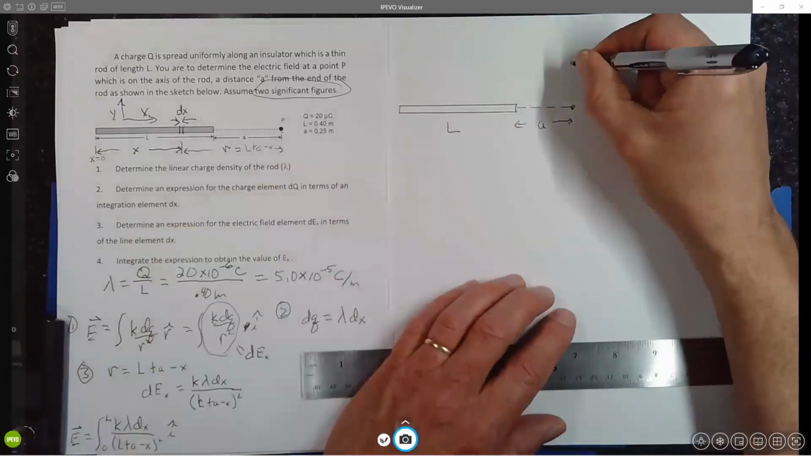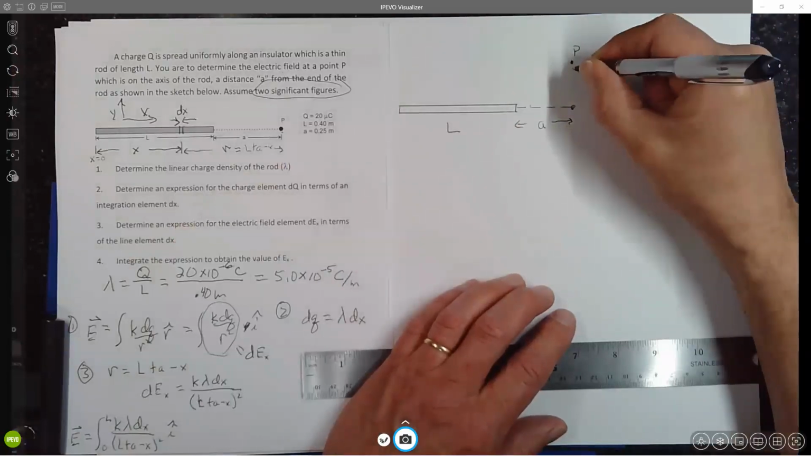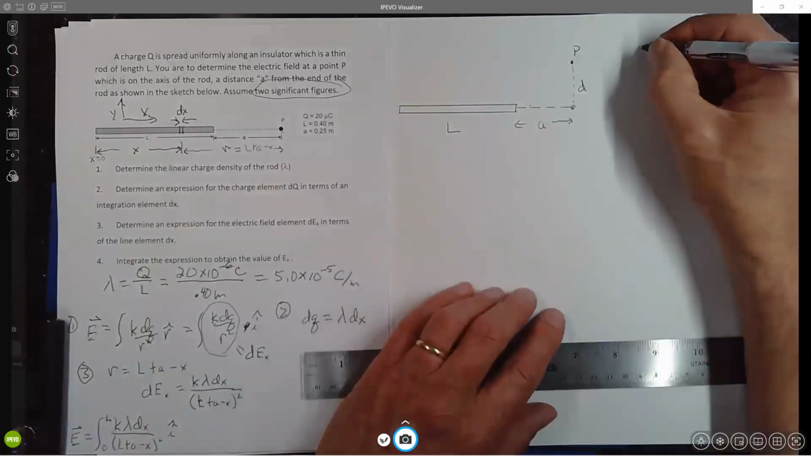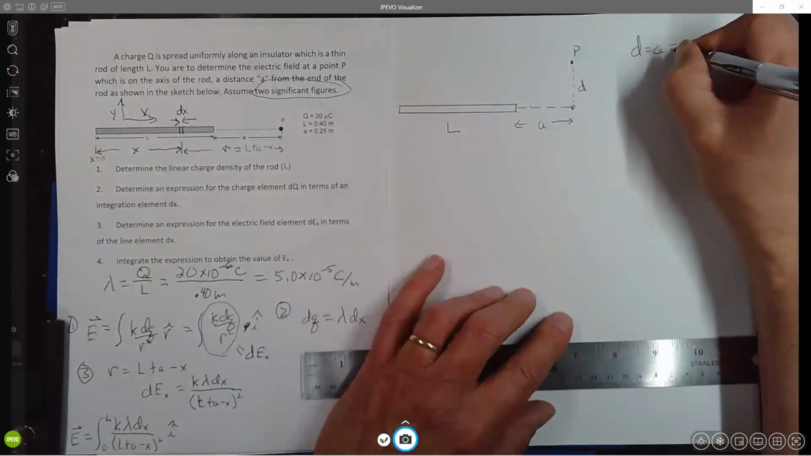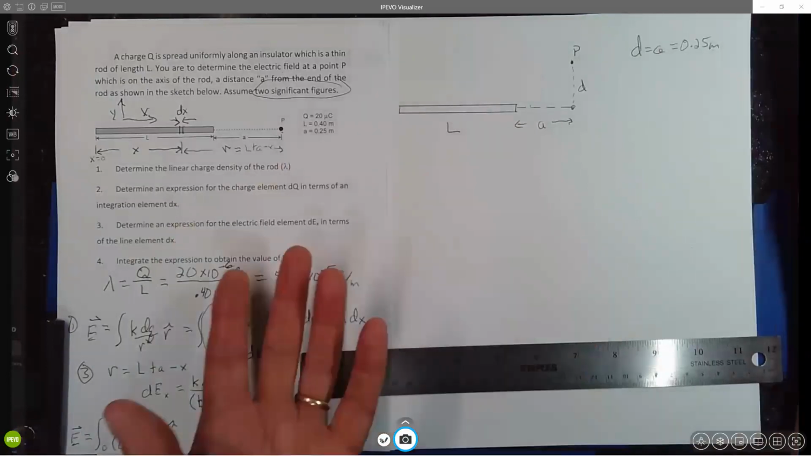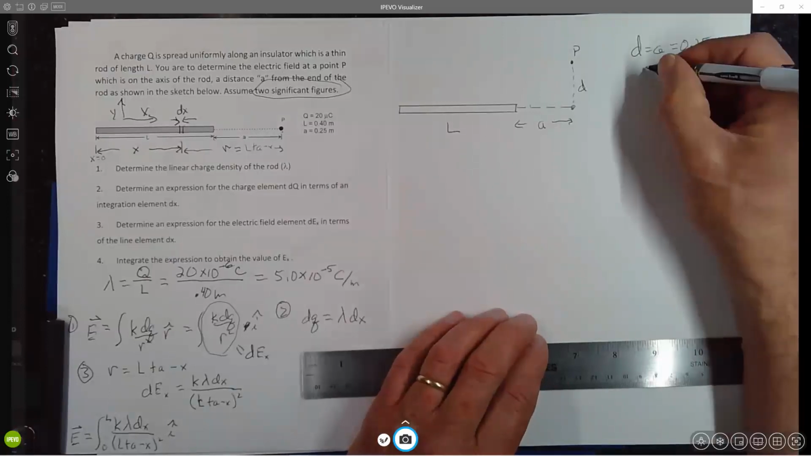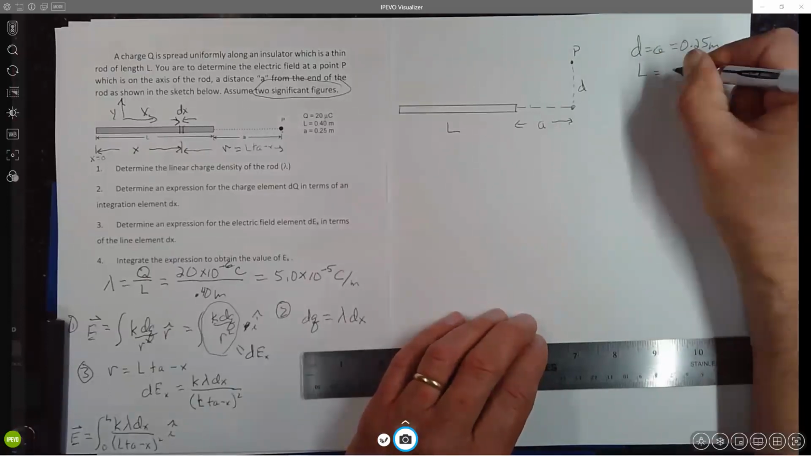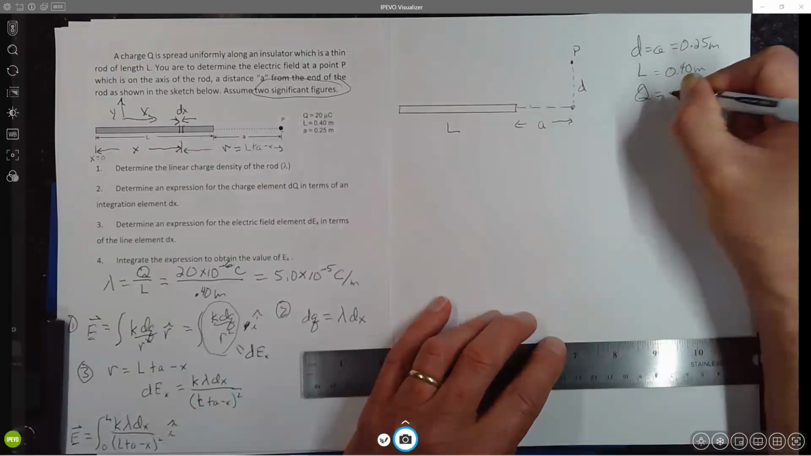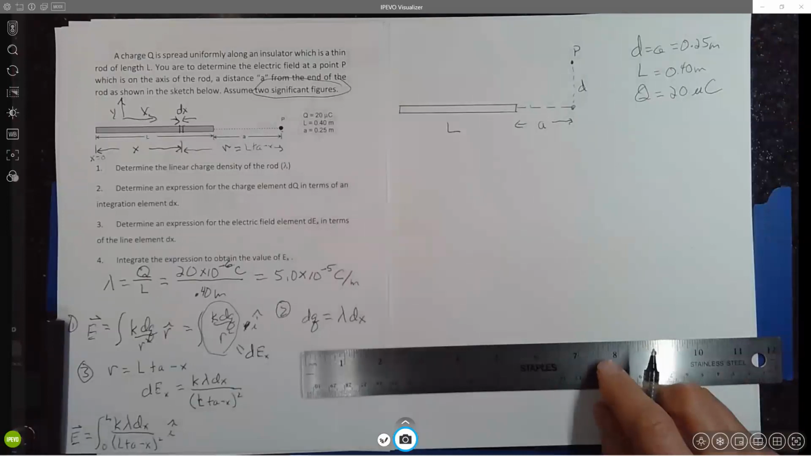And then I'm going to toss in, this is the field point, the place I want to calculate the electric field for. And I'll let this distance be d. And just for the heck of it, I'm going to let d equal a, which is 0.25 meters. And I'm not going to plug the numbers in until I get to the very end of this thing. And let's see, I'll use the same L, 0.40 meters. I'll let Q equal 20 microcoulombs. And let's see how this thing is going to work out.